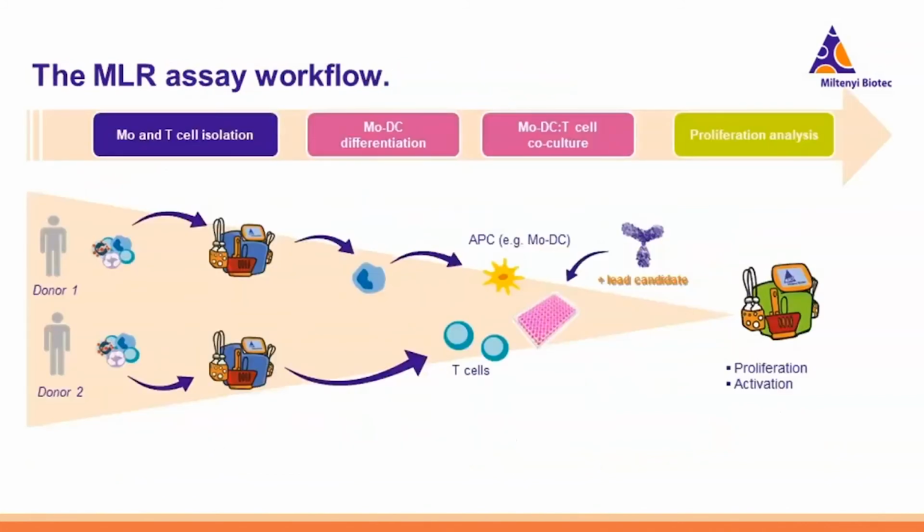The workflow looks like this. So you have donor number 1 and donor number 2 and go into monocyte and T cell isolation. And for your monocytes, you need to differentiate them into monocyte-derived dendritic cells, so to say moDCs, in culture, and then you have your antigen-presenting cells, your moDCs. You mix then the moDCs with your T cells in culture, add your lead candidate, your antibody, and then you're going directly after a bit of culture into the proliferation assay and check in the flow for activation and proliferation.